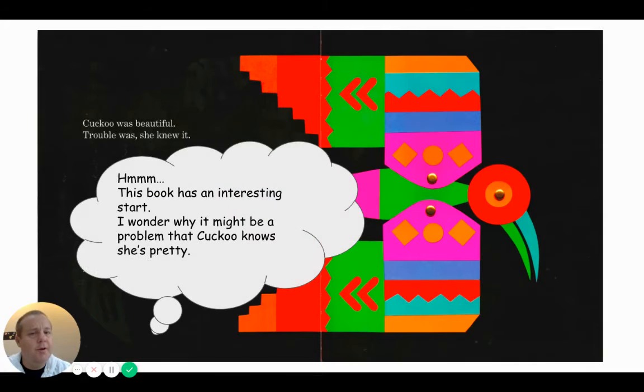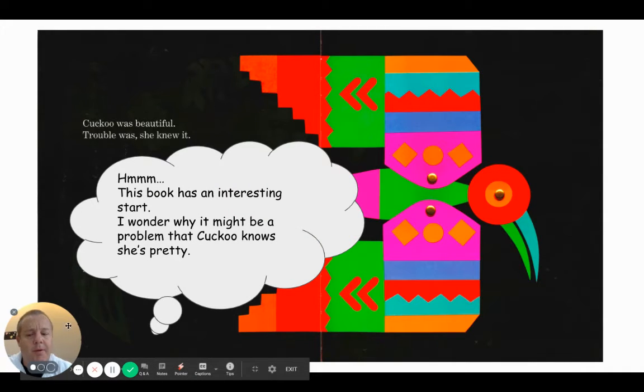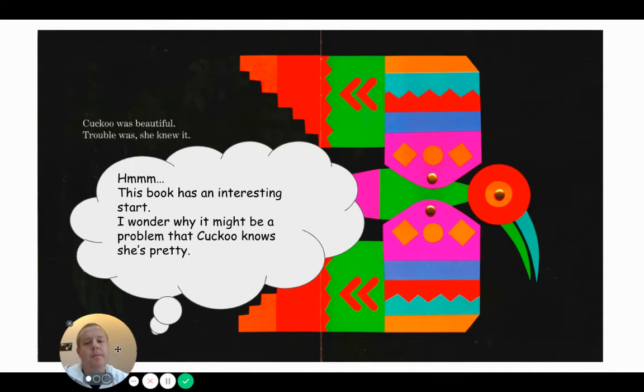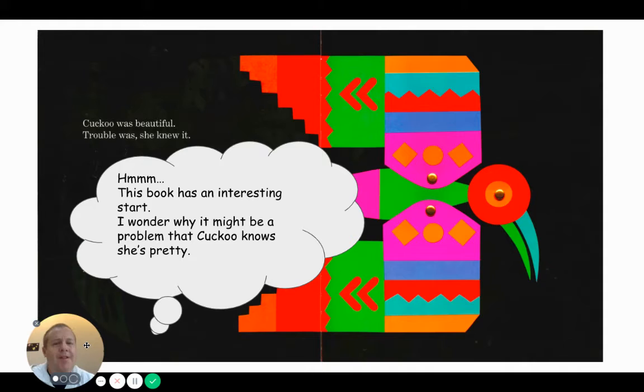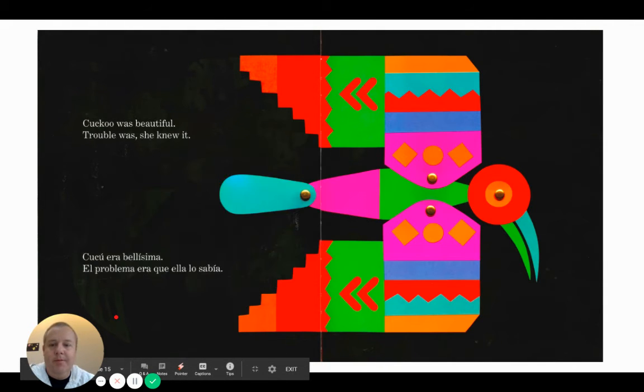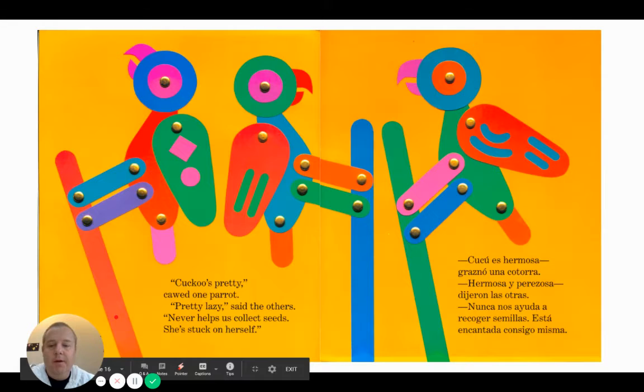This book has an interesting start. I wonder why it might be a problem that Cuckoo knows she's pretty. How could that be a problem? How is it a problem if somebody knows that they're pretty? She knew it. That's a problem. She's pretty and she knew it.